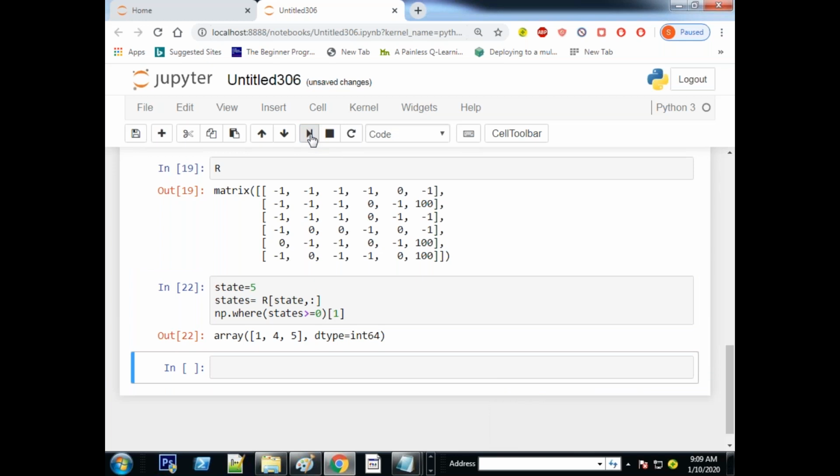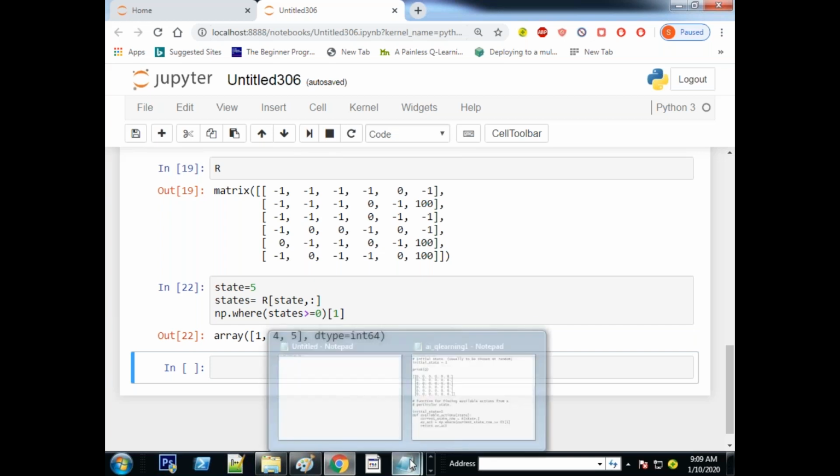Okay, 5 to 5 is also a valid action. But 0 to 0, 1 to 1, 2 to 2, 4 to 4 are invalid actions. But 5 to 5 is a valid action because 5 is the goal state. Now you check your function now. What happened?